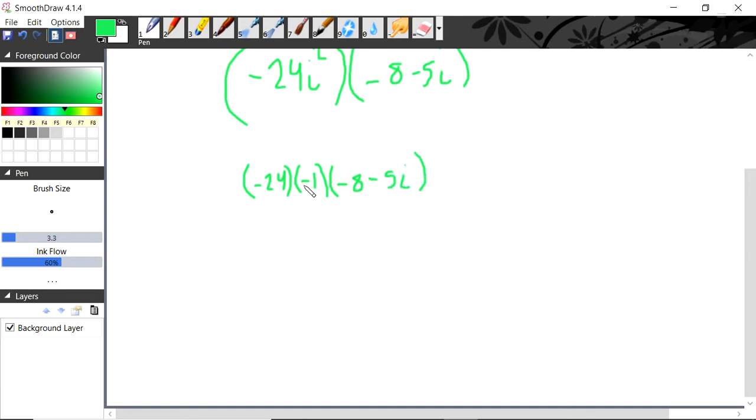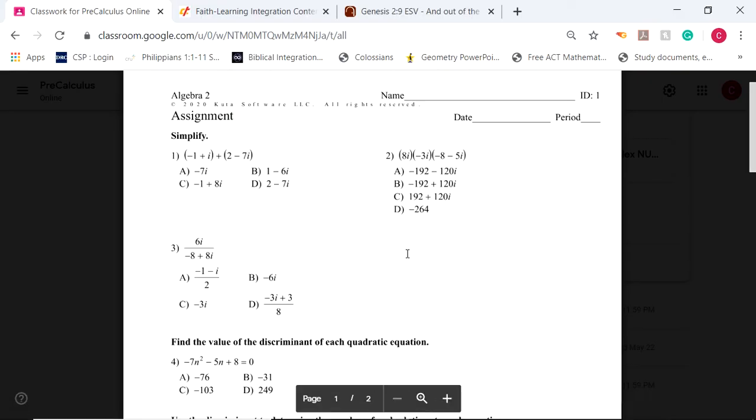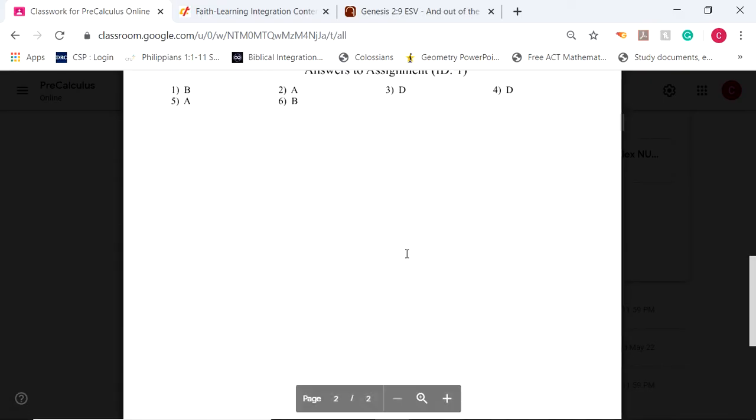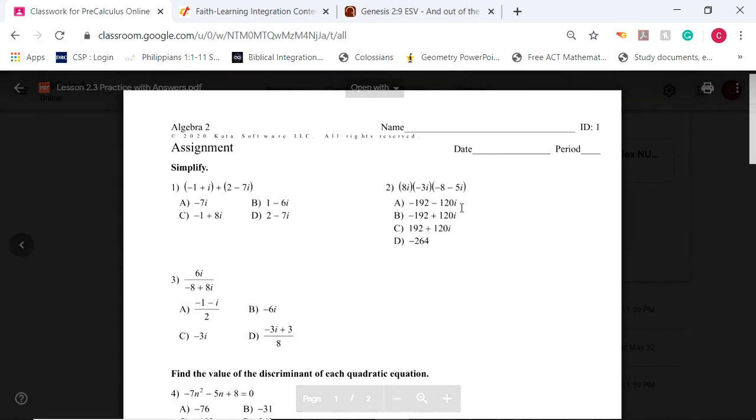Okay. So negative 24 times negative 1 is a ding-ding. It just becomes 24 times negative 8 minus 5i. And then you're going to multiply 24 times negative 8 and 24 times negative 5. And when you do that, you're going to get negative 192 minus 120i.